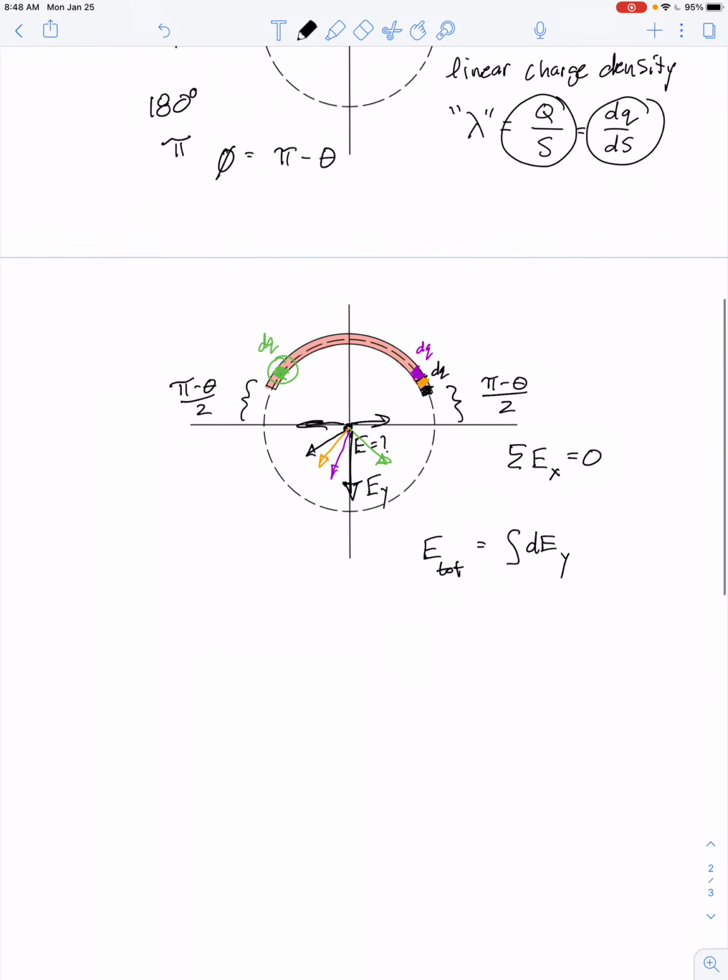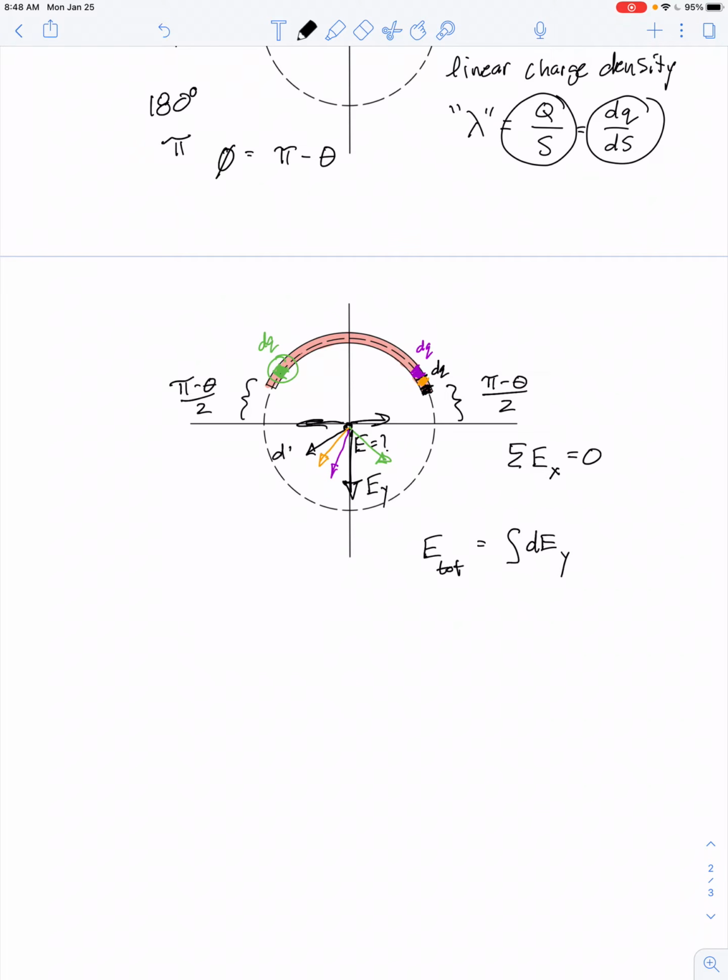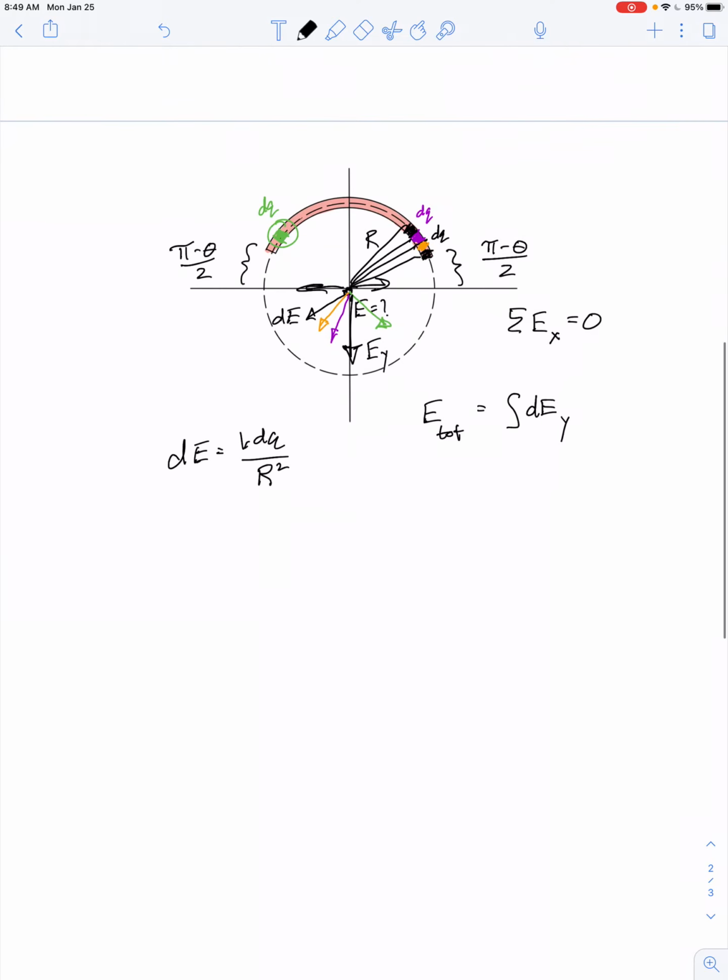Okay, so dE itself, as we know, is k dq divided by, normally we would say lowercase r squared, but in this case, and this is not arbitrary, generally our approach is to use lowercase symbols for variables and capital symbols for constants, and every one of these little bits of charge, they all have the same distance from the point that we're looking at, right? So we call this capital R. dE is k dq over capital R squared.